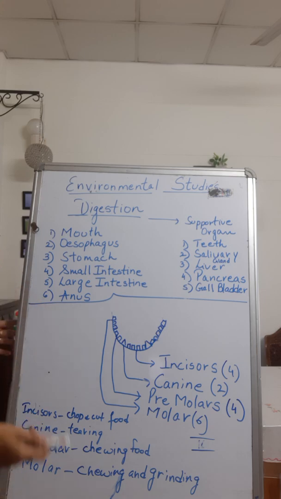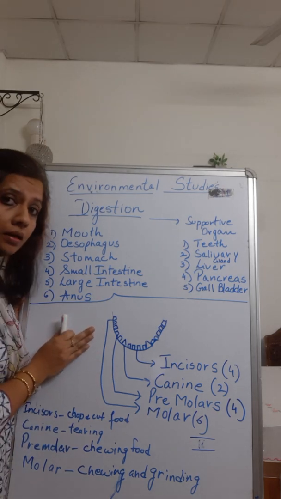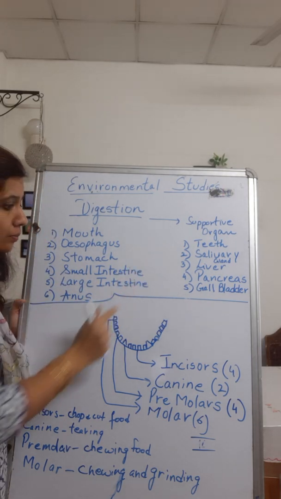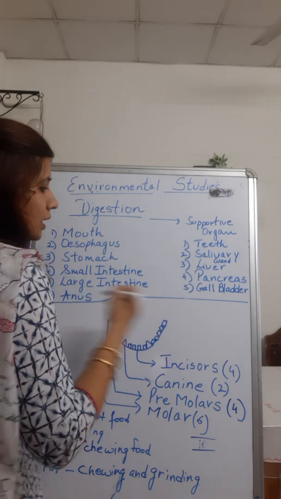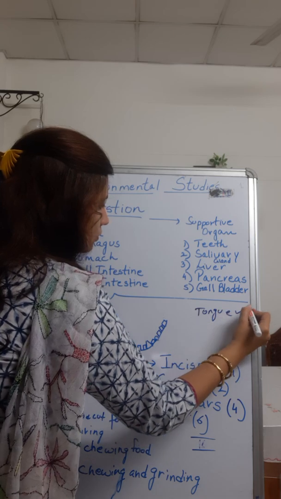Now, focusing on your book, it describes the kind of teeth we have and how many kinds of teeth we have. So now we'll come to teeth. One more thing is there inside our mouth, that is our tongue. So we'll be discussing the tongue also today.